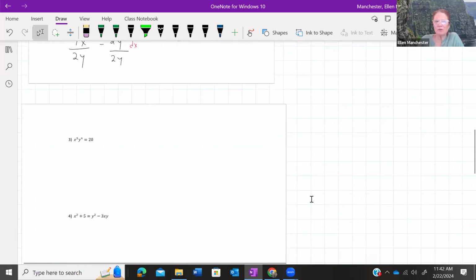Okay, so now we're going to get a little more complicated, right? We're going to look at it. We're going to go, okay, when I look at number 3, it's x cubed times y to the 4th equals 20. So the first thing that I see is I have product rule. Because I'm multiplying 2 things. I cannot put that x and y together. I have 2 different things. So this is where I have to come up with my 4 cast of characters.